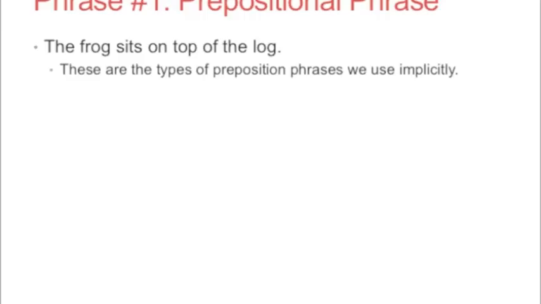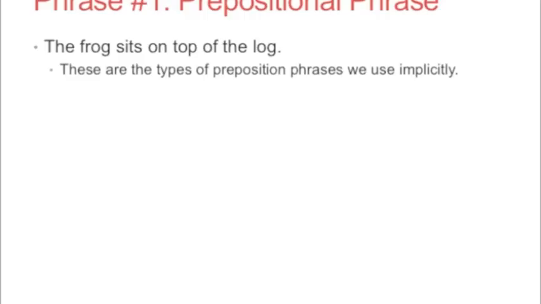Here's another one. The frog sits on top of the log. The frog sits would be the independent clause, right? I could put a period there. On top of the log is the combination of prepositional phrases there. On top is one, and then of the log is the next.